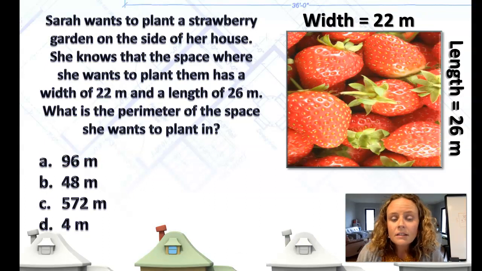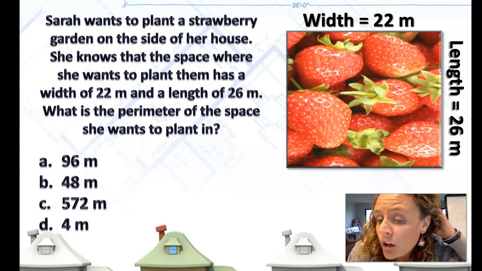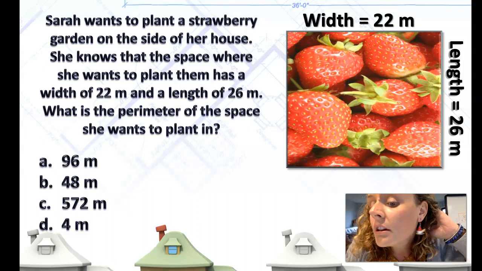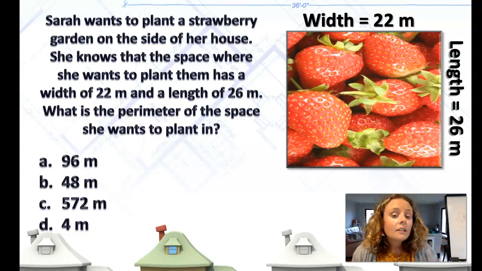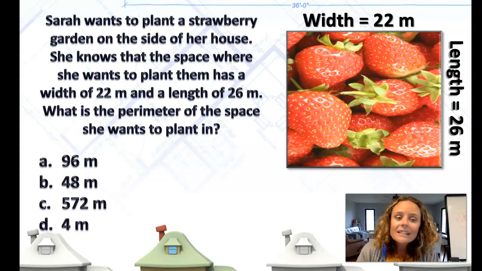Ooh, Sarah wants to plant a strawberry garden, did we hear garden? On the side of her house. She knows that the space where she wants to plant them has a width of 22 meters and a length of 26 meters. What is the perimeter of the space she wants to plant? Pause it if you need to. Come on back.